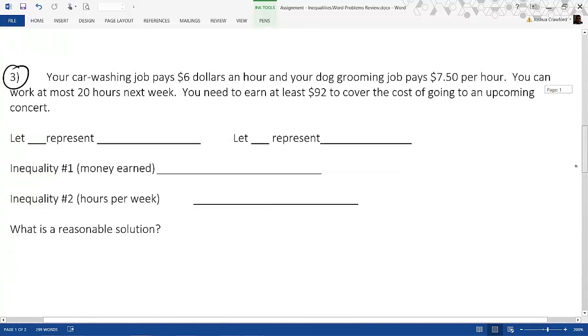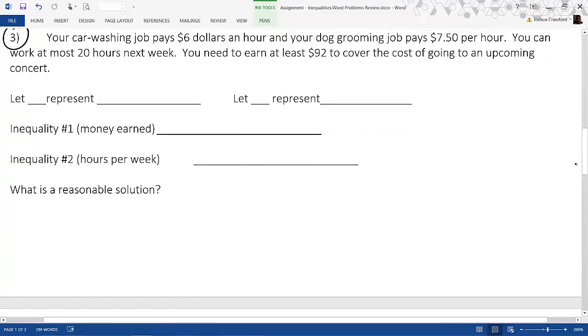Number 3. Your car washing job pays $6 an hour and your dog grooming job pays $7.50 per hour. You can work at most 20 hours next week. You need to earn at least $92 to cover the cost of going to an upcoming concert.